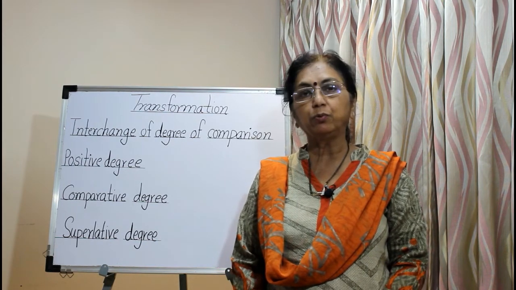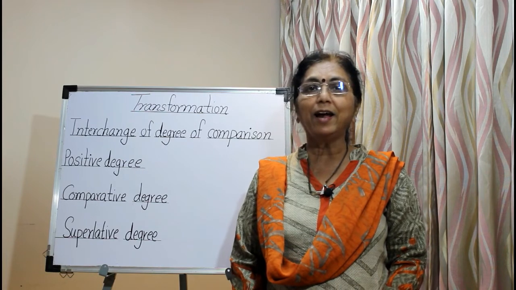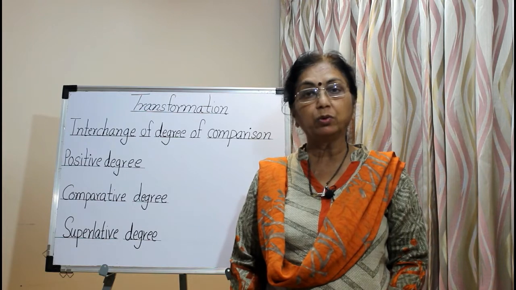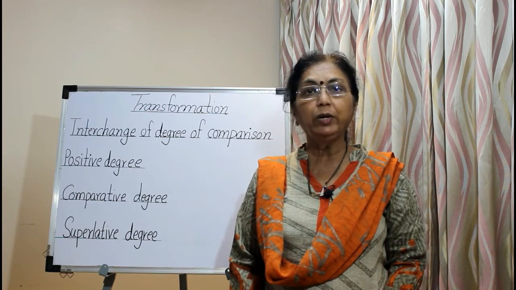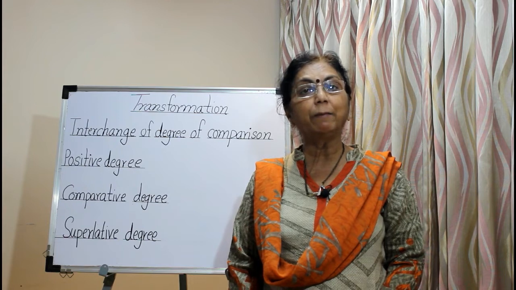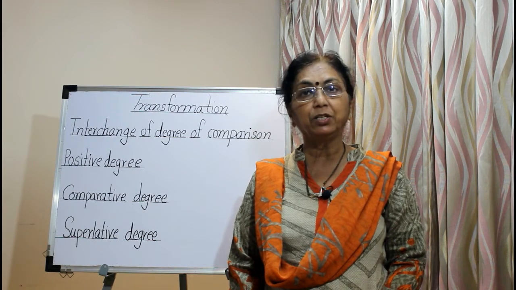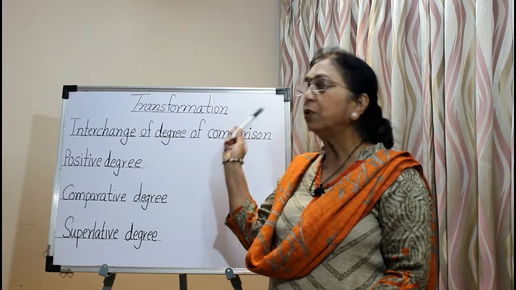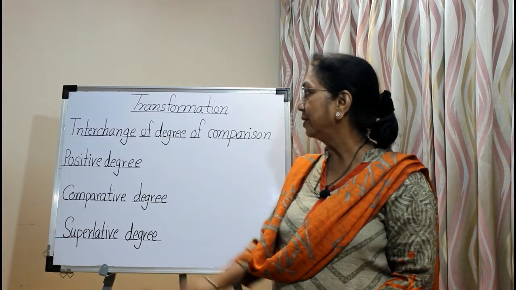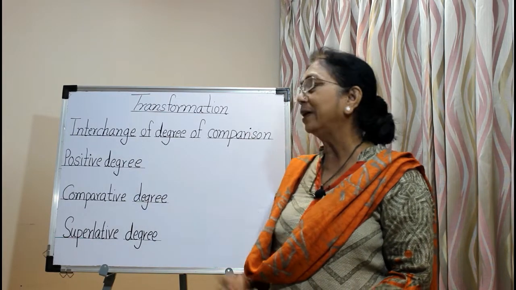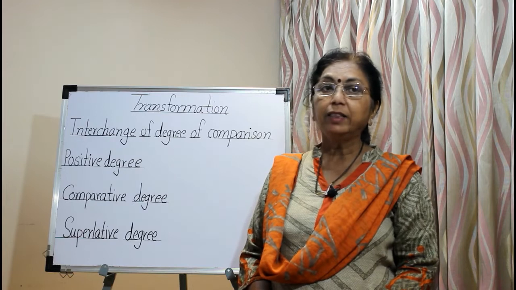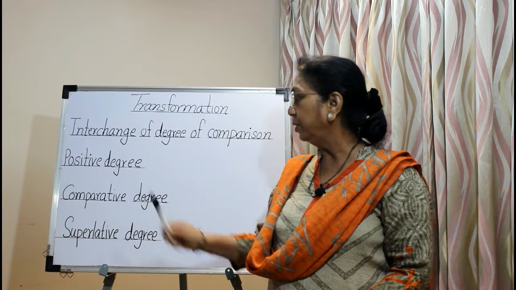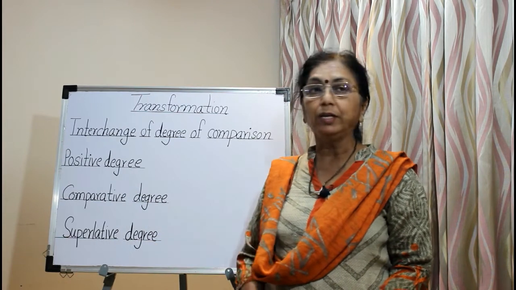In my previous videos, we have learned what is an adjective, its types, how to form the adjective, or the formation of the adjective. We have also learned the irregular, comparative and the superlative forms of adjective. In today's session, we are learning transformation of sentences, or we can say interchange of degree of comparison. We know that there are three types of degrees: positive degree, comparative degree and superlative degree.